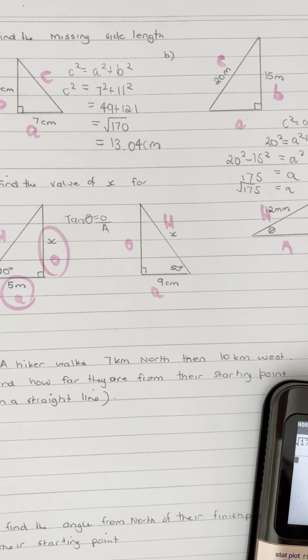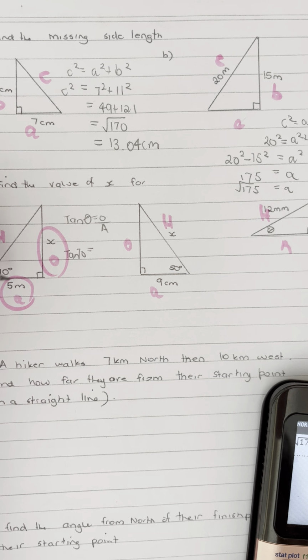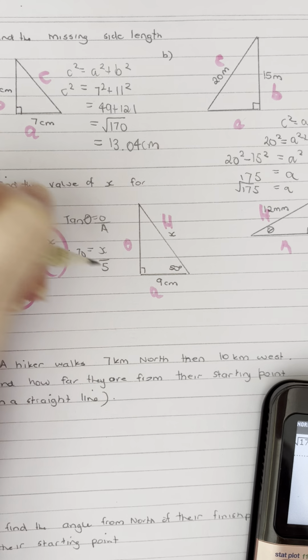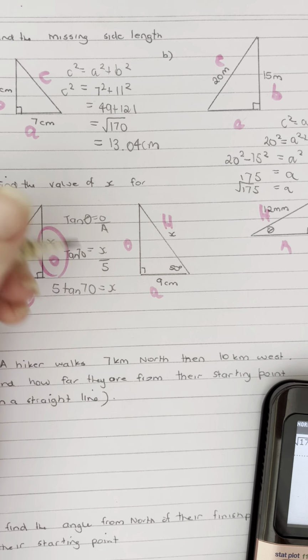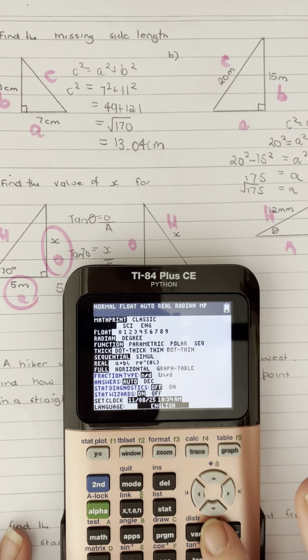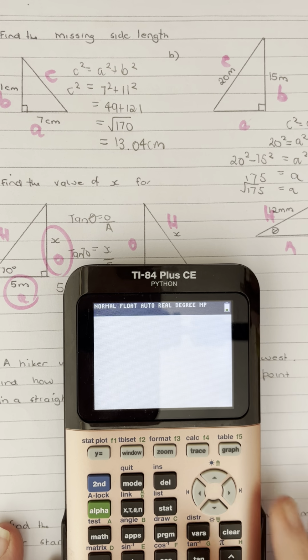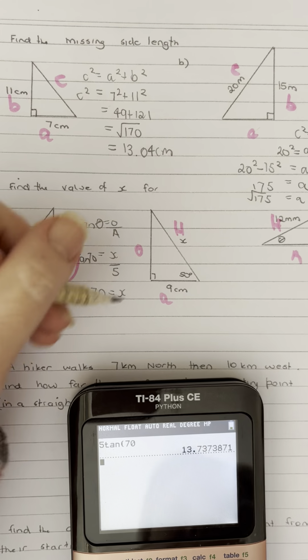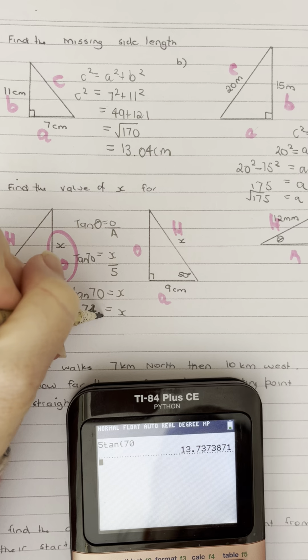Which is opposite over adjacent. So my tan of 70 is going to equal x over 5. The 5 is on the bottom, so I'll write 5 tan 70 equals x. Now, I'm just checking my calculator is actually in radians at the moment, so I need to change it to degrees. So now I've got 5 tan 70 gives me 13.73. And that should round to 13.74, and that is meters.